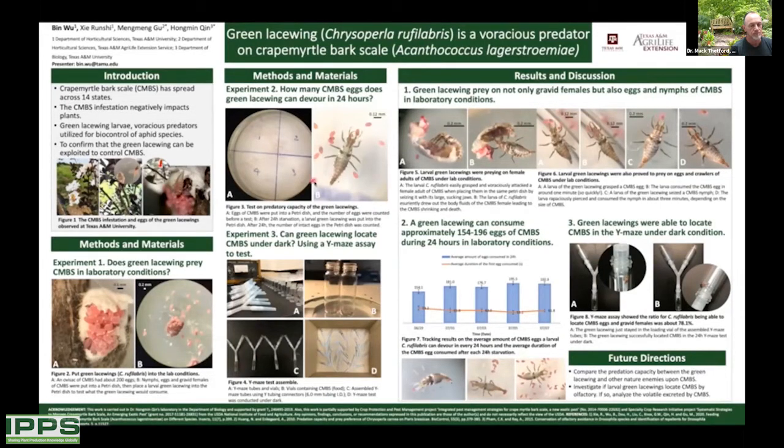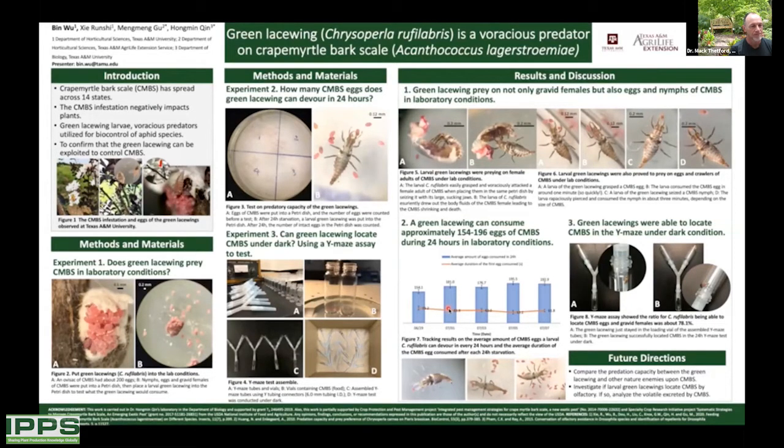Then we did a 24-hour test to evaluate the predation capacity of green lacewings upon crepe myrtle bark scale using around 300 eggs each time. The duration for the first egg consumption varied from 53.2 seconds to 73.2 seconds over the 10 days test. And one green lacewing can consume about 154 to 196 eggs in 24 hours, which was good.